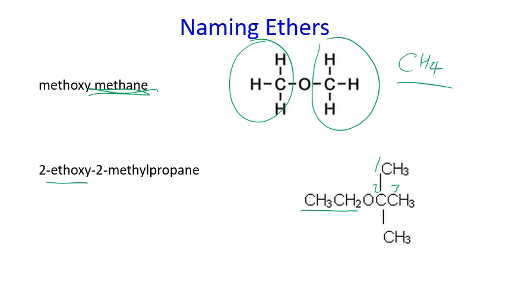So it's on the second carbon. Notice on the second carbon here, so it's going to be 2. And there's a methyl group attached to the second carbon, so it'll be methyl. And you've got the longest chain being a propane. So it'll be 2-ethoxy-2-methylpropane.